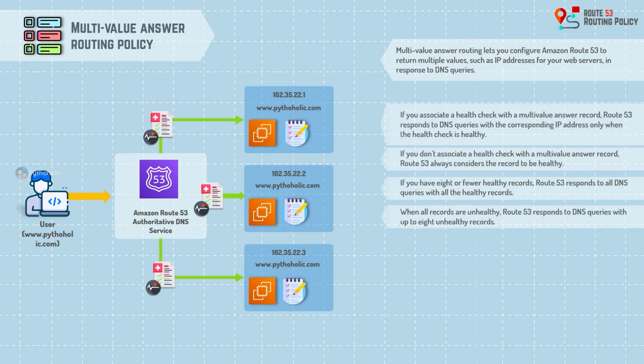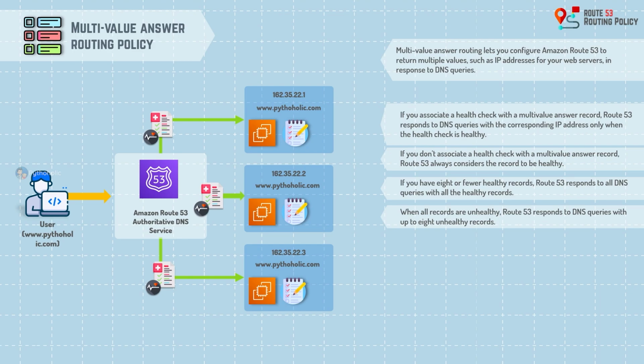As rightly mentioned here, if you associate a health check with a multi-value answer record, Route 53 responds to DNS queries with the corresponding IP addresses only when the health check is healthy. If it is healthy, and you have associated it to the record, then it will check whether it is healthy and return it. So if you have 8 or fewer healthy records, Route 53 responds to all DNS queries with all the healthy records. When all records are unhealthy, Route 53 responds to the DNS queries with up to 8 unhealthy records.